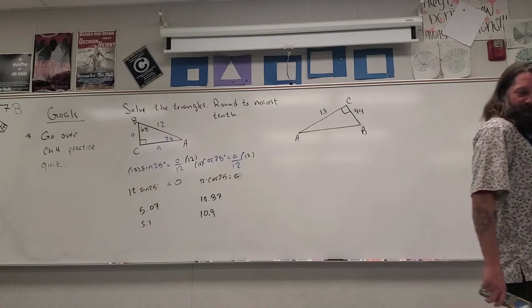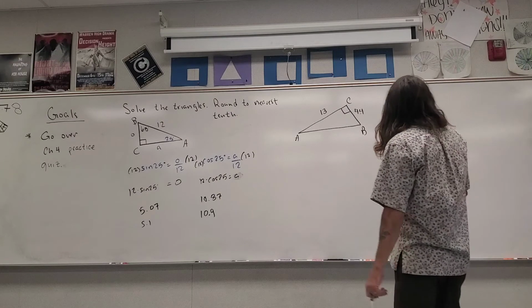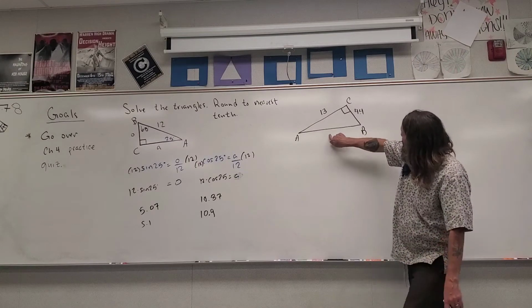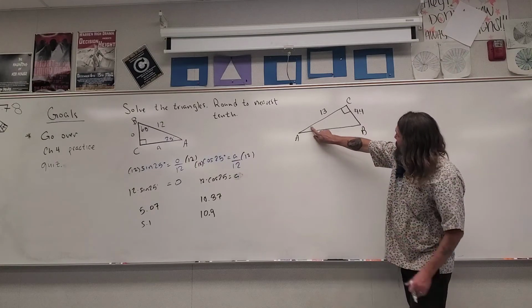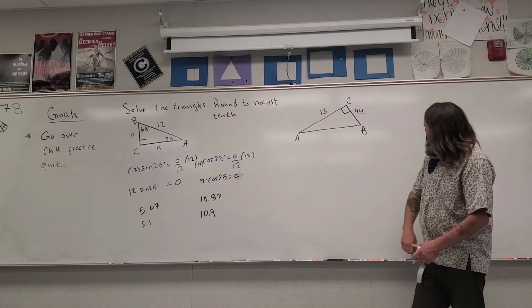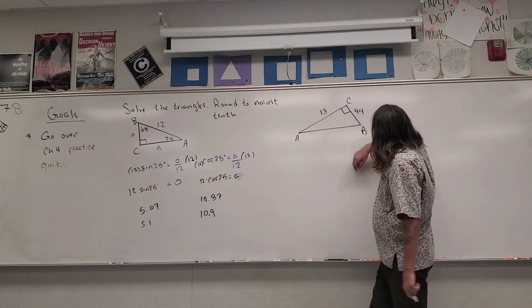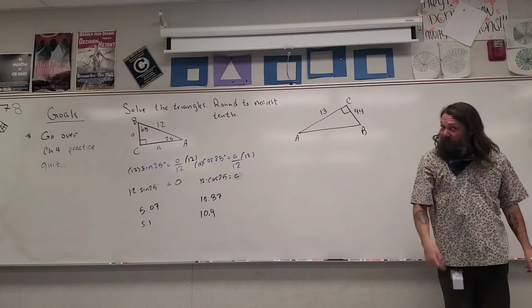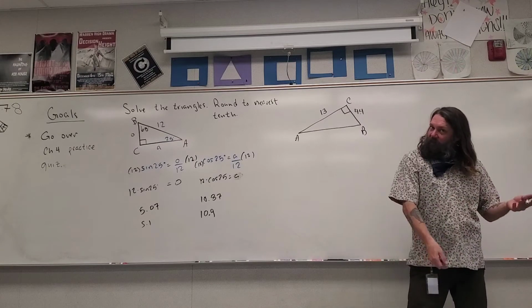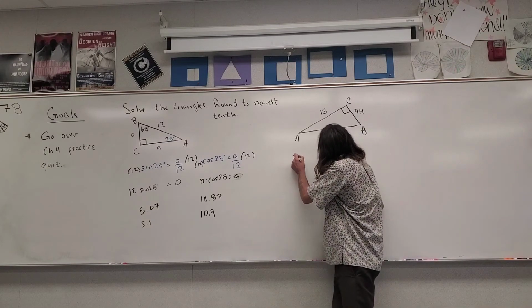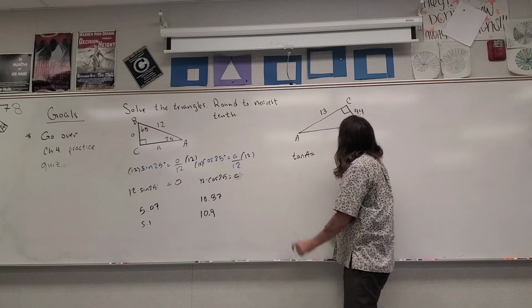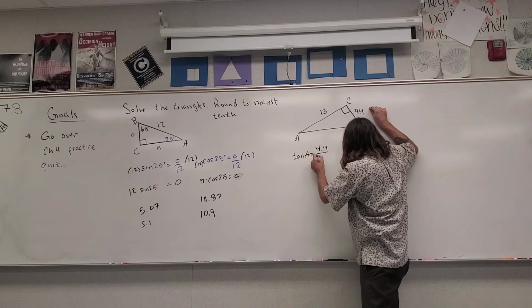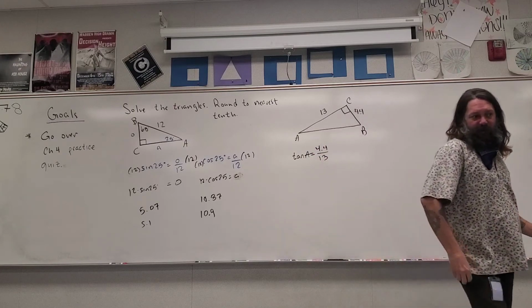Let's go ahead and move on to our second triangle. In this triangle, I need to find the measure of angle A, the measure of angle B, and the third side length. Let's find the measure of angle A first. From angle A, I have an opposite length and an adjacent length. That means I need to use the tangent function to find my angle. So the tangent of angle A is equal to the opposite length divided by the adjacent length.